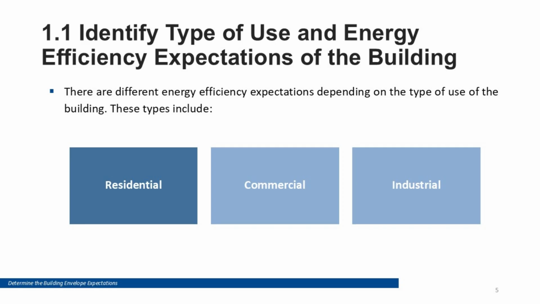Energy efficiency targets depend on building use. Residential, commercial and industrial buildings have different operating hours, internal loads and occupant needs. The envelope must control heat, air and moisture movement in a way that matches the building's function and performance pathway.